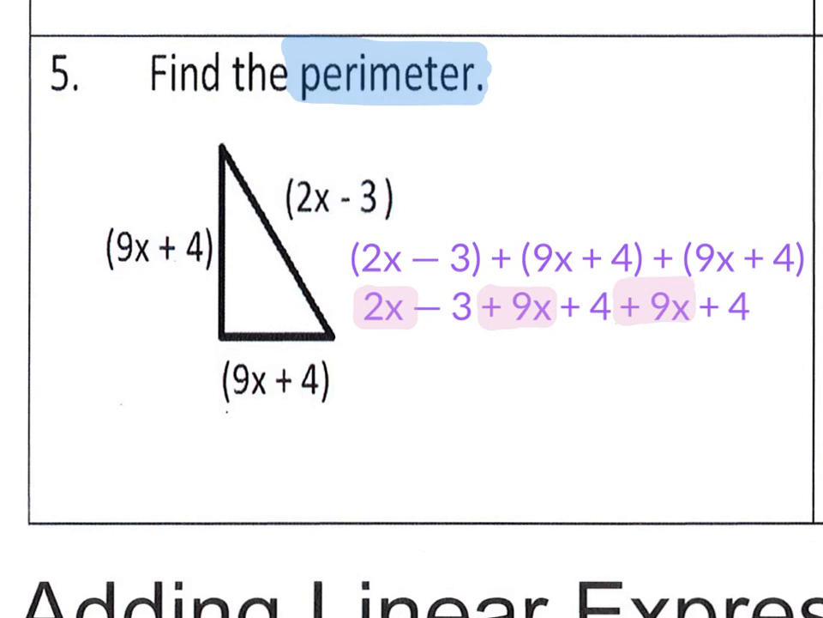So 2 plus 9 plus 9 gives me 20x. And then when I look at my other terms, they're all constants, numbers by themselves. Remember to keep the sign in front included in my highlighting. So I have a -3 plus 4. We can put that all in our calculator, and we end up with +5. So my answer, the perimeter, is 20x plus 5. Okay, let's do another one.